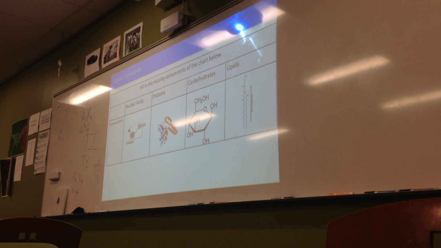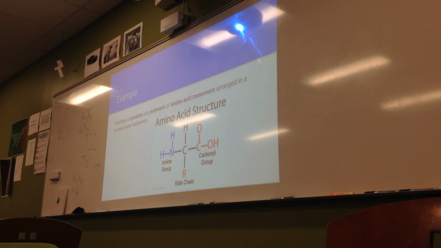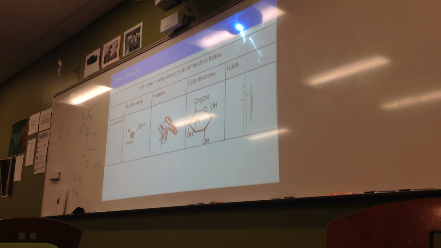Big idea 4. I got 5 minutes. All right. So nucleic acids. Remember their structure includes a phosphate, a sugar, and our nucleotide base. So G, A, T, C, U.